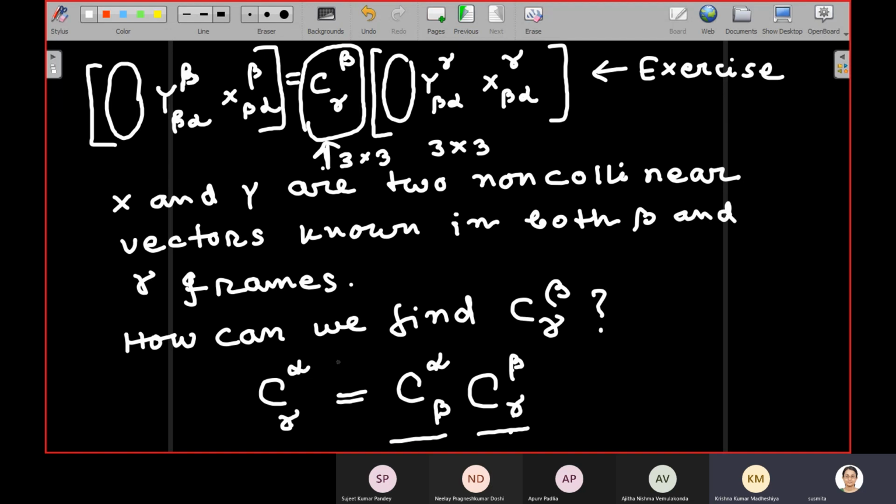But the order is important. If you multiply this matrix on the right, you will not get it. So you have to keep multiplying from right to left. Okay. So this way, by multiplying the successive coordinate transformation matrices, we can get the final coordinate transformation matrix.